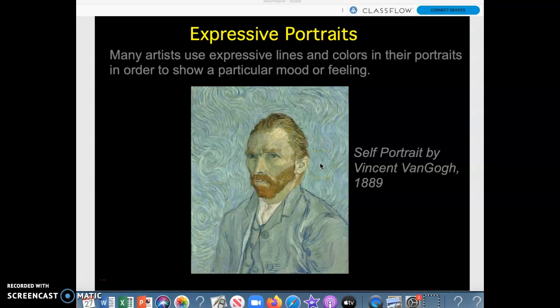And if you remember, Vincent Van Gogh had a very difficult life. He wasn't able to sell many of his paintings, very few. And it wasn't until after he died that people realized how amazing his artwork is. And now his paintings, of course, are in museums all over the world.